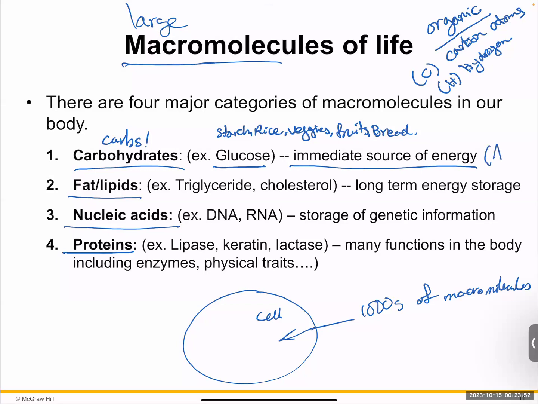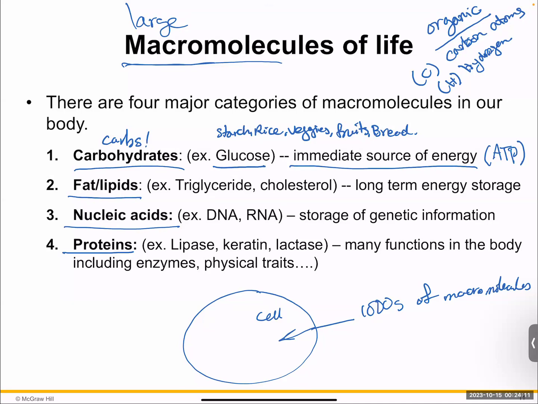And I'm going to introduce these three letters, and we'll talk about it again later on. The way that our body uses glucose is to convert it to ATP. Again, just kind of introducing the vocabulary for you right now. Now, fats and lipids, that's another category.